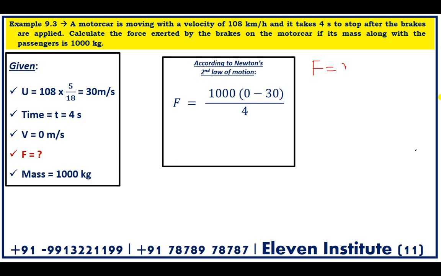F is equal to m into (v minus u) whole divided by time. Right, this is the formula. So instead of m I shall write 1000, instead of v I will write 0, instead of u I will write 30, and instead of time I will write 4. Fine. Now 4 and 1000 will cancel each other. I shall get 250. 0 minus 30 is minus 30. 250 into minus 30 will give us minus 7500 newtons. Right?